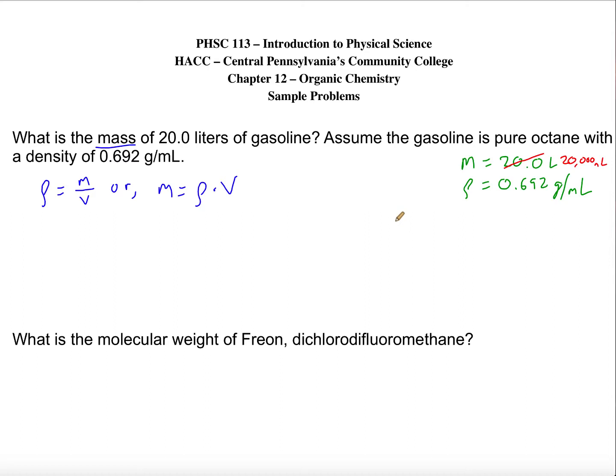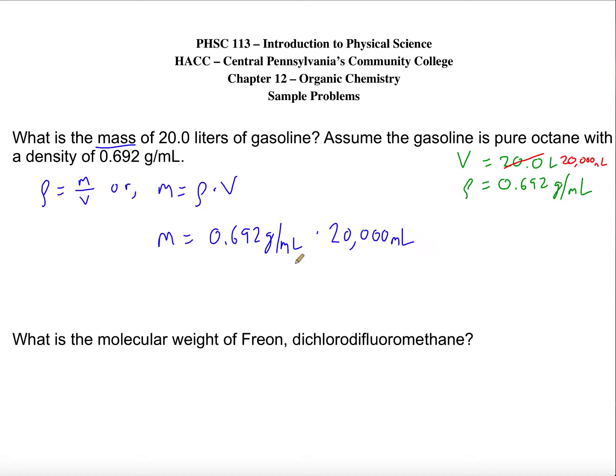So we know the density, and in fact, you can see I marked it wrong up here. I said mass. This is not the mass. This is actually the volume. So let's put that up there correctly. The volume is 20,000 milliliters. So now we know that the mass is equal to the density, 0.692 grams per milliliter, multiplied by the 20,000 milliliters that we have.